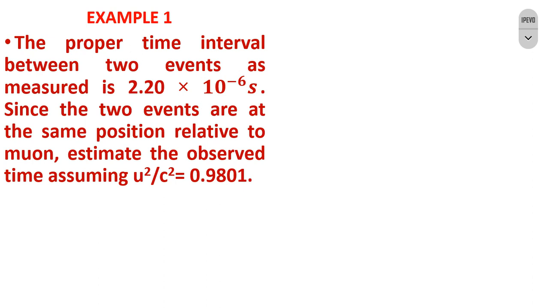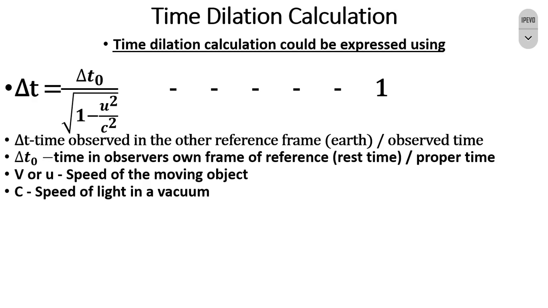Look at the example. Read through the question. I have given you the mathematical expression, so it is left for you to note what they mean by proper time and observed time. If we go back to the expression, you see the observed time, change in t, and proper time, t naught. If you don't call it proper time, you call it the rest time.